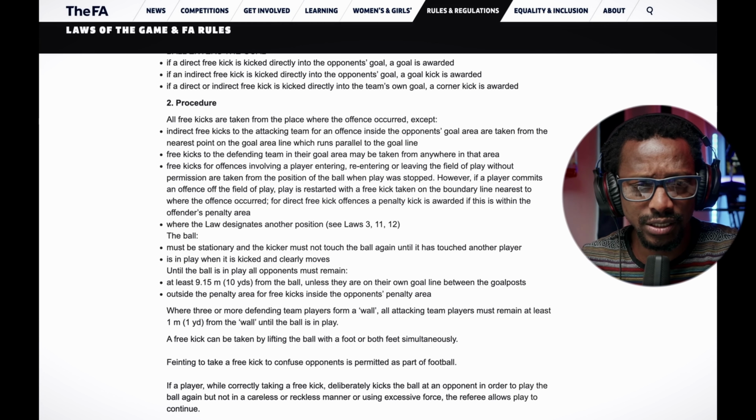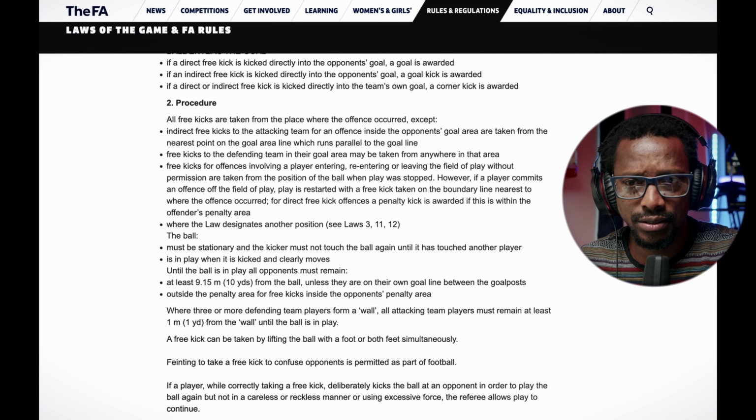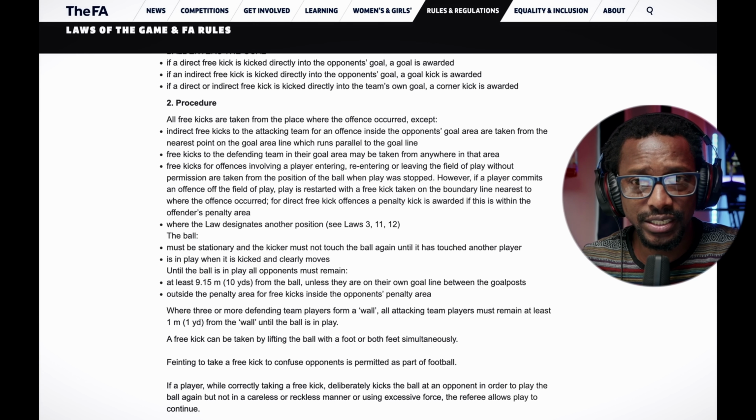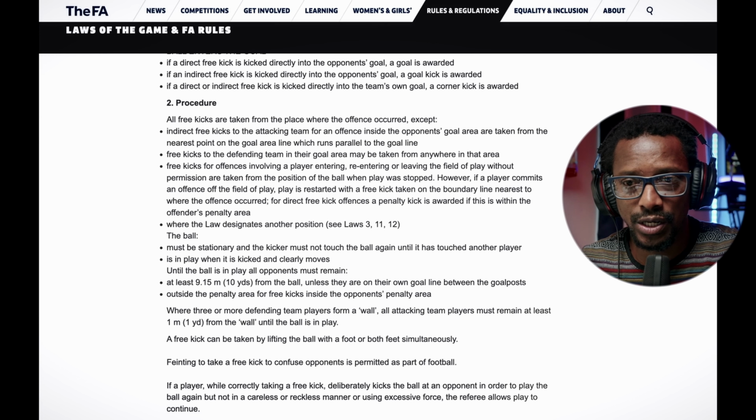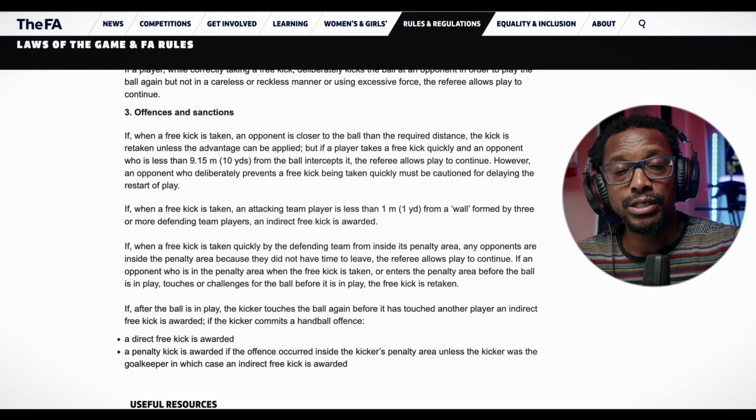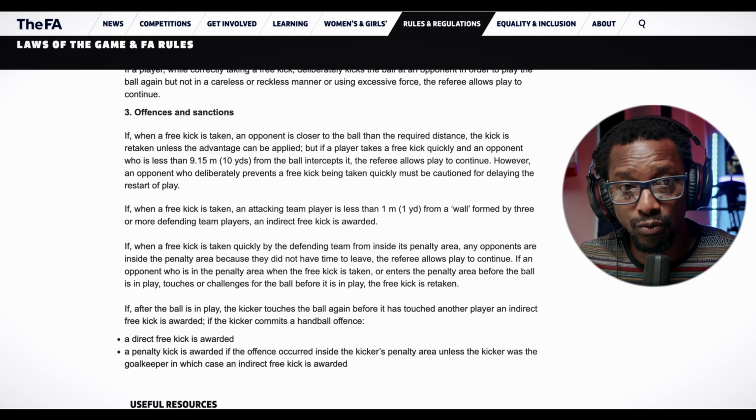The rule book is very, very clear. It doesn't mince its words. Let's look at the offense and sanctions. That would be the first one I want to look at. Let me pull that up real quick. If I'm not mistaken, that would be not procedure. Yeah, offense and sanctions. So let's look at what the rule book says when it comes to the offense.